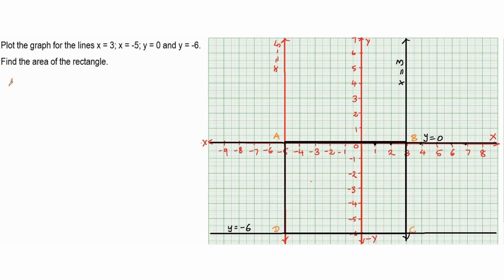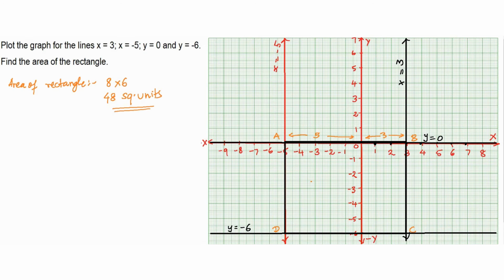So the area of the rectangle is given by length multiplied by breadth. So the length of this rectangle, this distance is 5 units and this distance is 3 units. So the total length of the rectangle happens to be 8 units, multiplied by the breadth of this rectangle, which is 6 units. So 8 into 6 is 48. Therefore, the area of the rectangle is 48 square units, right?